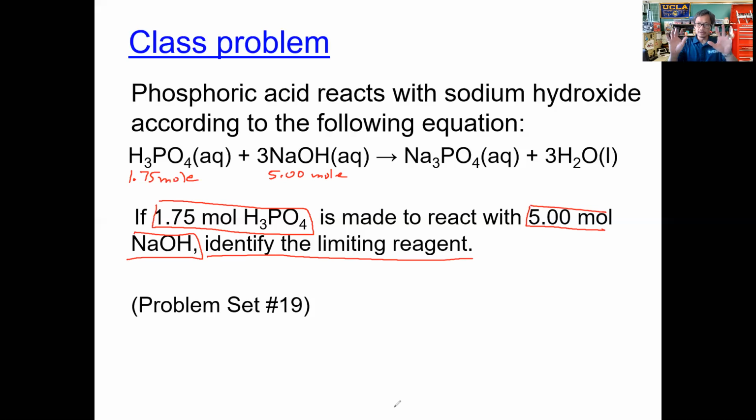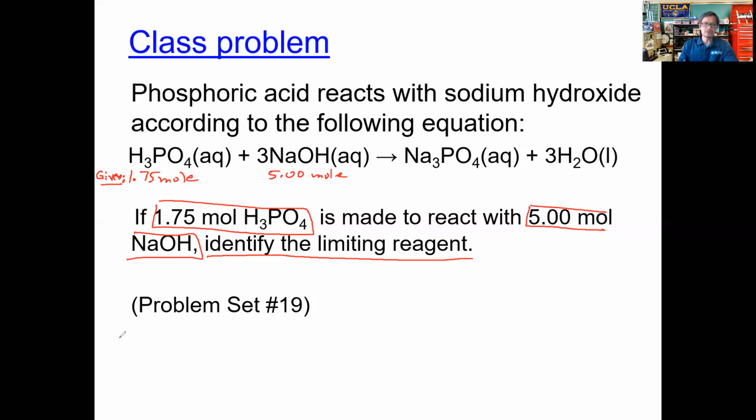Here, we're given 1.75 moles of this reactant and 5.0 moles of this reactant. So this is the given amount. It appears that we are given less H3PO4, less phosphoric acid, than we have sodium hydroxide. So does that mean that we run out of H3PO4 first, and this must be our limiting reagent? It could. However, like I told you on the previous slide, that's not always going to be the case. So we still have to work out this problem. We still have to do the stoichiometry, that is, we still have to do the conversion.